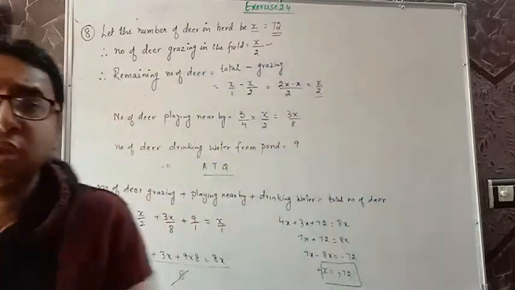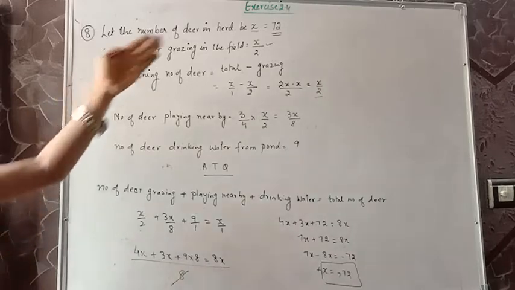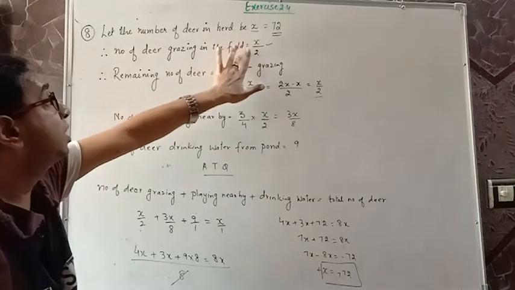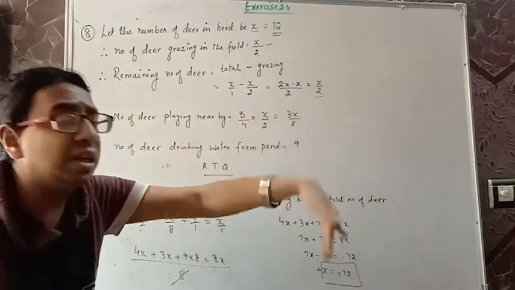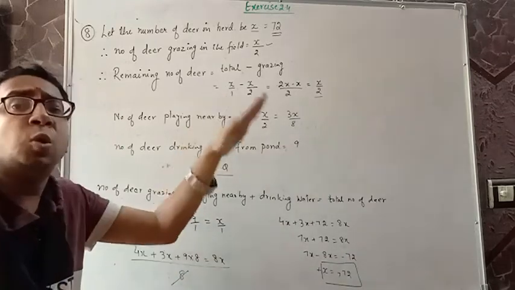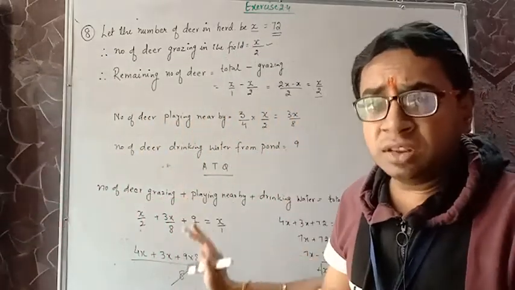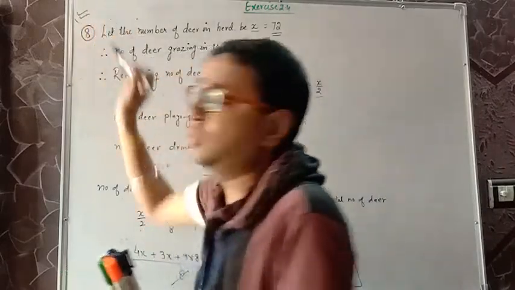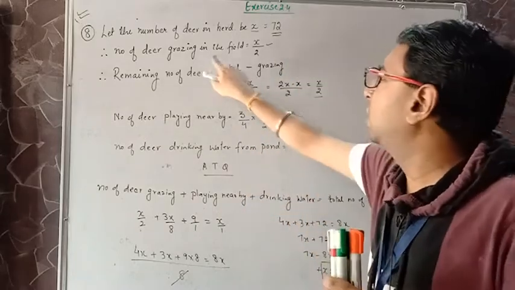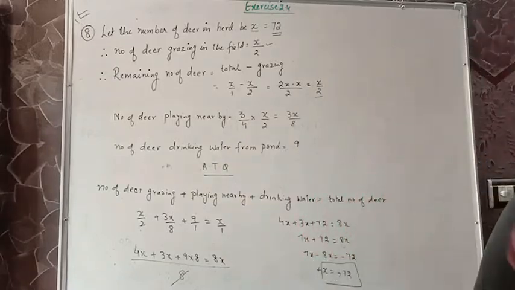This is the best solution I can provide you for this question. There is one more method where students keep on doing x by 2, then half of the remaining, then they take grazing equal to 3 by 8 plus 9 and solve it. That's a different, very conventional method. I am not saying that you have to follow this, whatever the method, but this is one of the best solutions I can provide for this particular question, and it's easy to understand. Simple: total means grazing, playing nearby, drinking water. Clear?